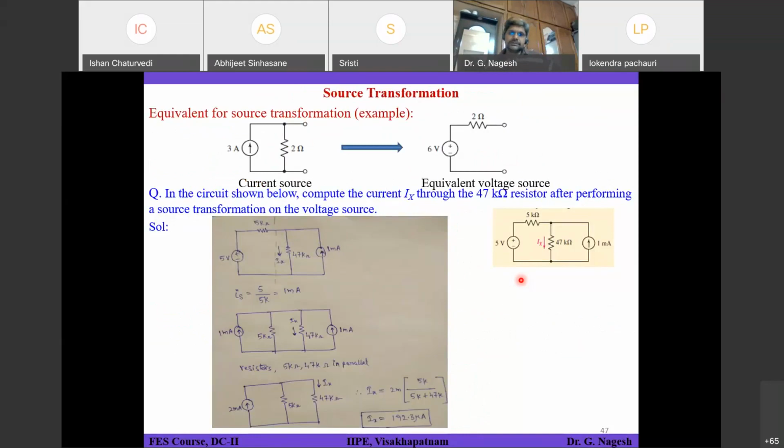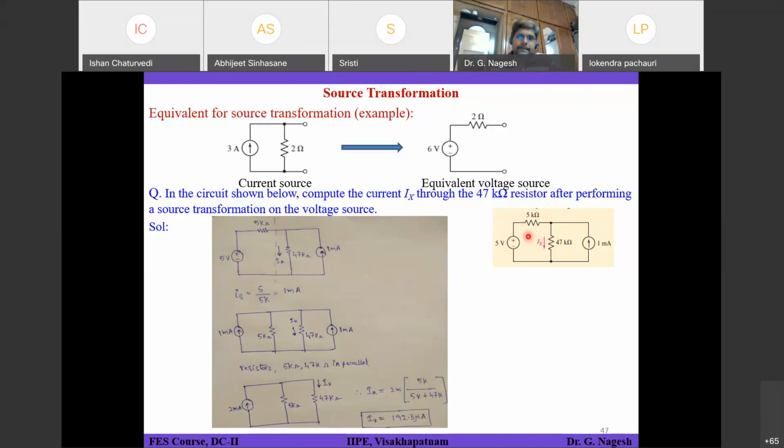Right, so quickly go through this example. Here some circuit is there. You have a 5 volt source with a resistance of 5 kilo ohms, and you have 47 kilo ohms here, and a 1 milliampere current source. The question is, in the circuit shown below, compute the Ix through the 47 kilo ohms resistor. You can apply any method, but here we are using source transformation to simplify the circuit.